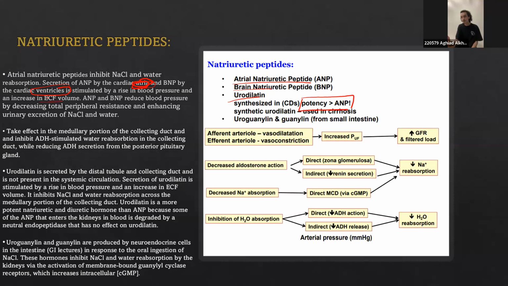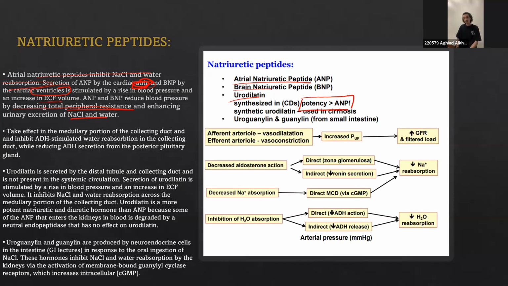Increases in extracellular volume as well. So ANP and BNP reduce blood pressure by decreasing total peripheral resistance and enhancing excretion of sodium chloride and water, as we mentioned, because it reduces and inhibits the reabsorption, thus enhancing their excretion in urine. And it decreases total peripheral resistance because you have too much pressure. So we need to relax so we don't damage the arteries or veins.